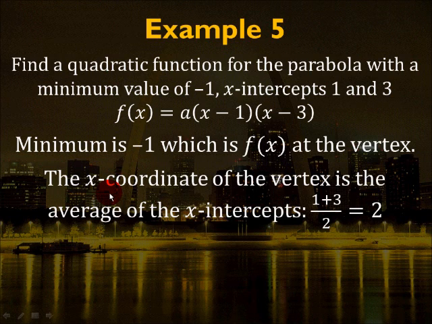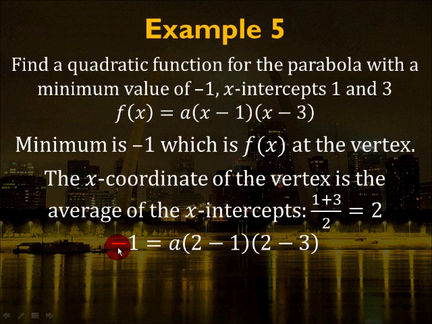So the x-coordinate of the vertex has to be the average of the two x-intercepts. So take the average of 1 and 3, and you get 2. So now you have the minimum value for f of x. You have the x value at the minimum.